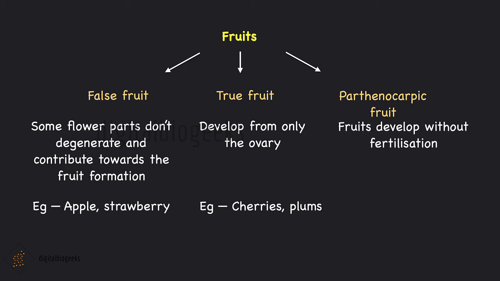Parthenocarpic fruits develop without fertilization. Parthenocarpy can be induced through the application of growth hormones. They are seedless fruits. Example, banana.